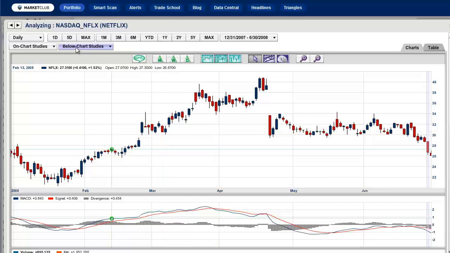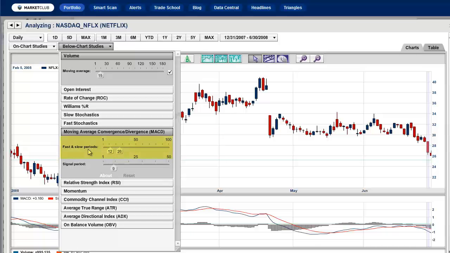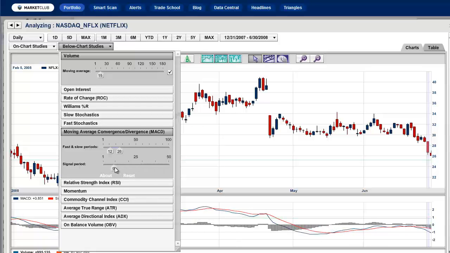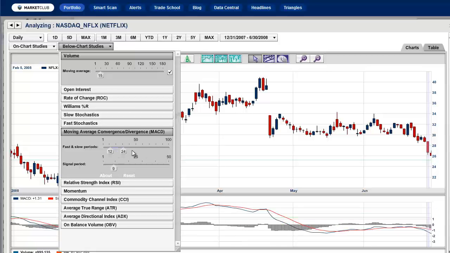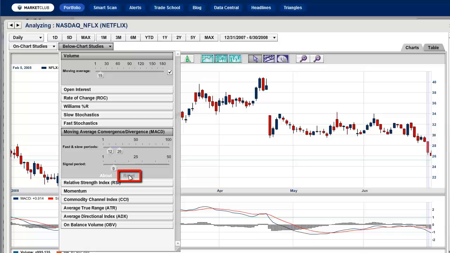So let me just show you how the MACD is created. It consists of a fast and slow moving average, a 12 and a 26-day moving average. The signal period is a 9-day exponential moving average. These are all exponential moving averages. Now this is the standard setting that Gerald Appel recommends, but you can adjust them if you want to. You can see the lines changing just by moving these around. And then of course you can just reset them by clicking here. It gives you the default, and we'll be using the default setting for the MACD today.